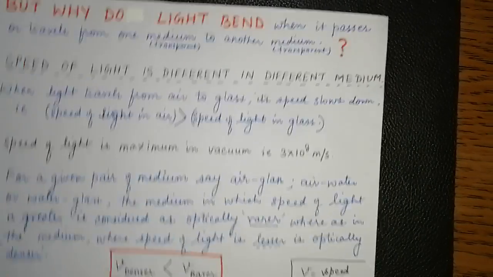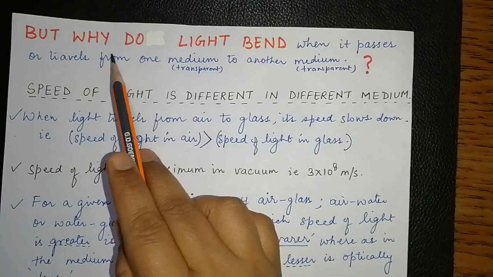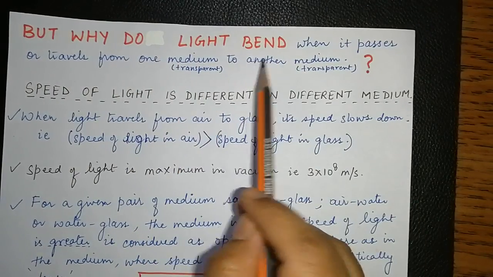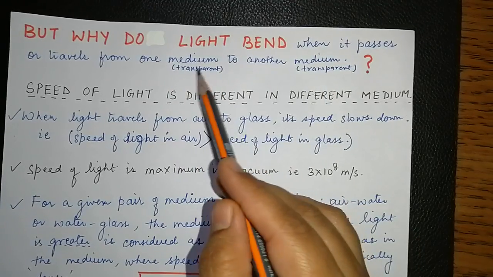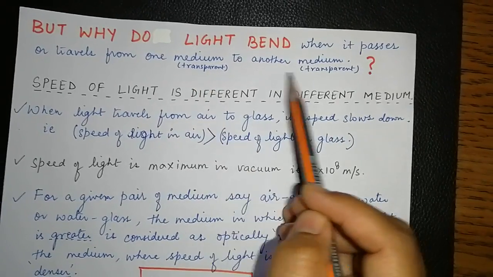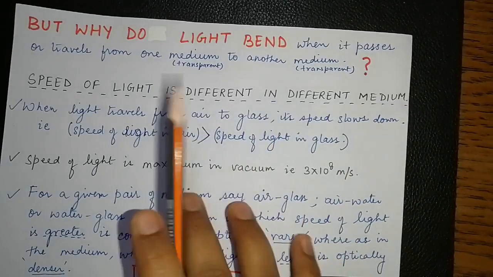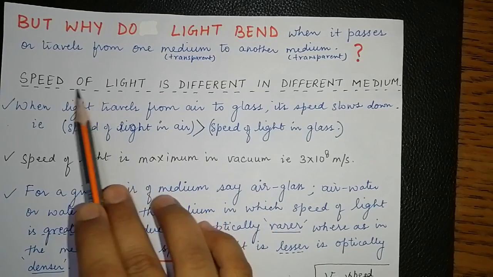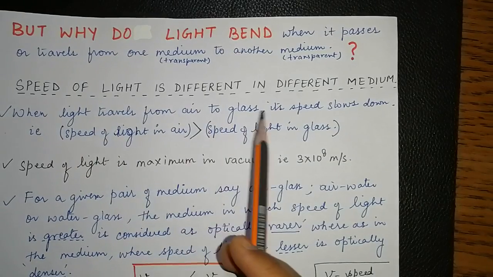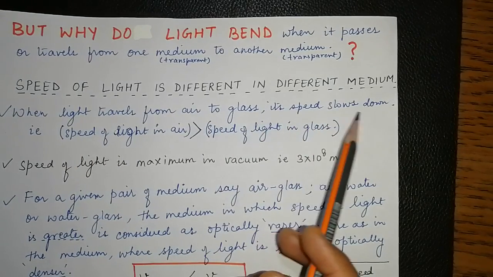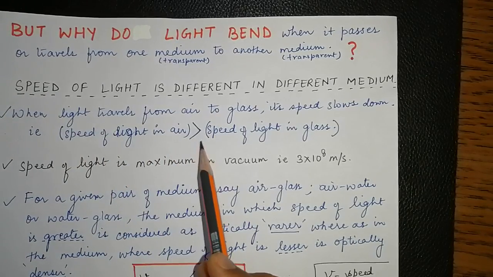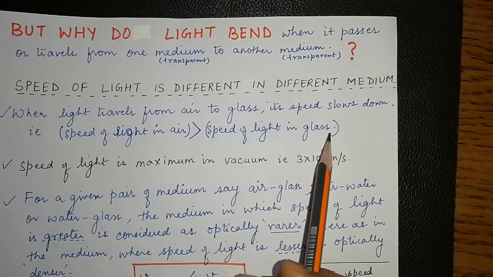So our question is, why does light bend when it travels from one medium to another medium? Students, when I say from one medium to another medium, I mean transparent medium. The answer to this question is that the speed of light is different in different medium. That is, when light travels from air to glass, its speed slows down. I mean to say that the speed of light in air is greater than the speed of light in glass.